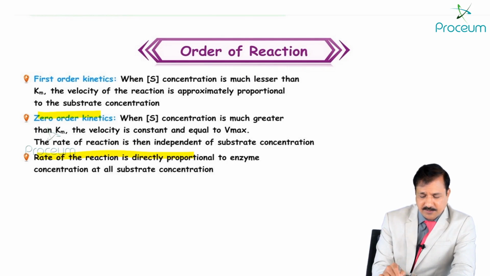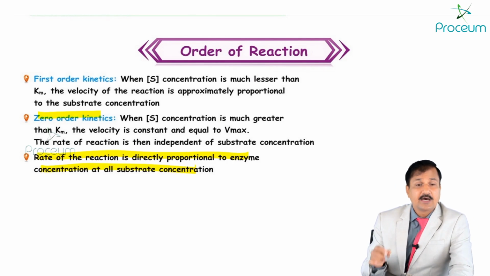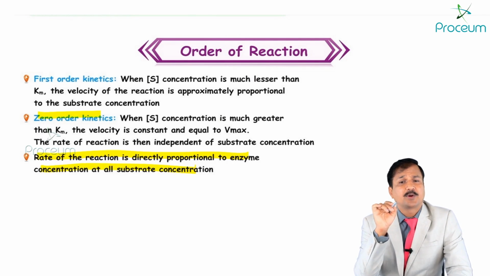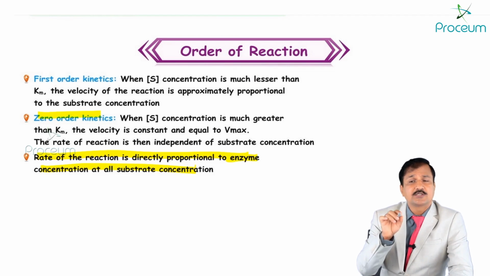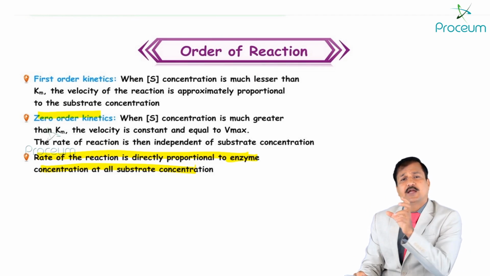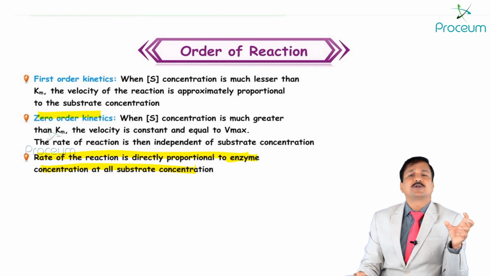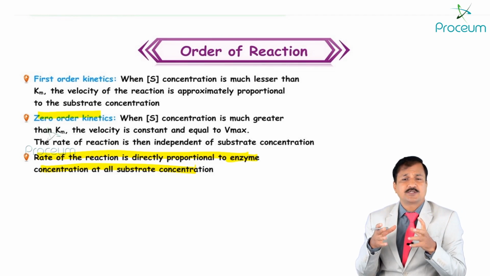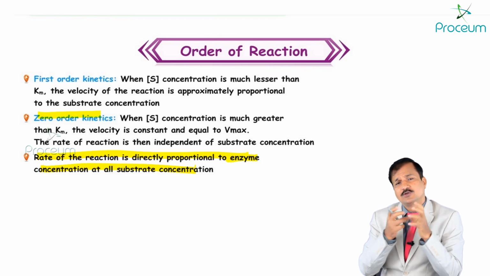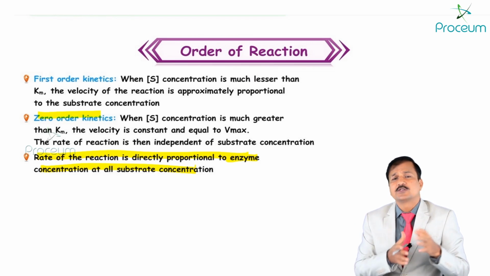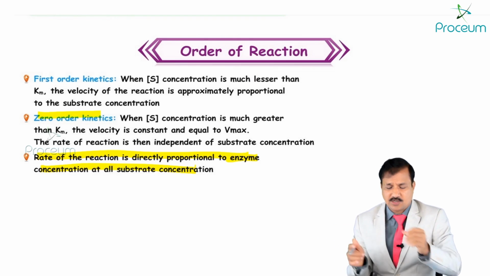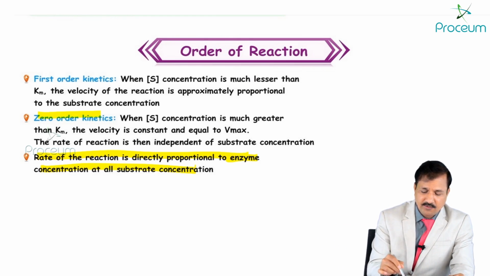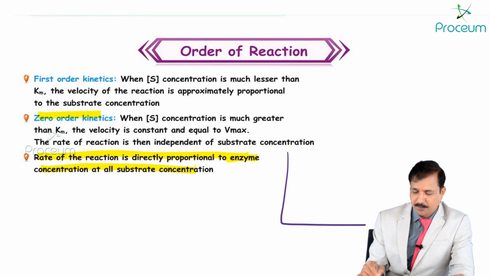Let's understand this terminology here. Rate of reaction is directly proportional to the enzyme concentration. It all depends on how much enzyme we have. When we provide substrate, it depends on how much enzyme is present, because the enzyme is the machine that is using the substrate and converting it to product.